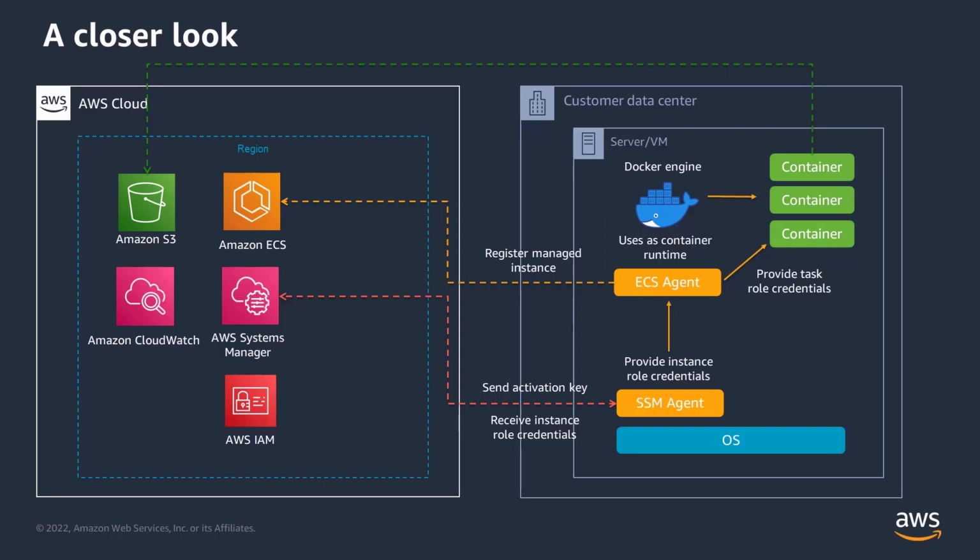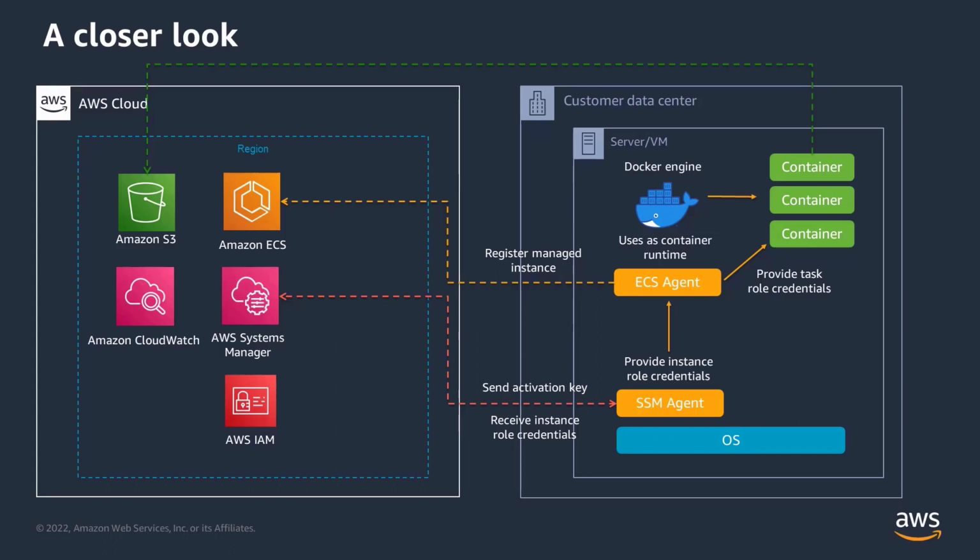After that, the ECS agent on-prem provides all these task role credentials for any containers running as tasks on premises. Now, if you're not familiar with how ECS works, ECS, and in this case, ECS Anywhere, uses Docker Engine as a container runtime for an on-prem environment.